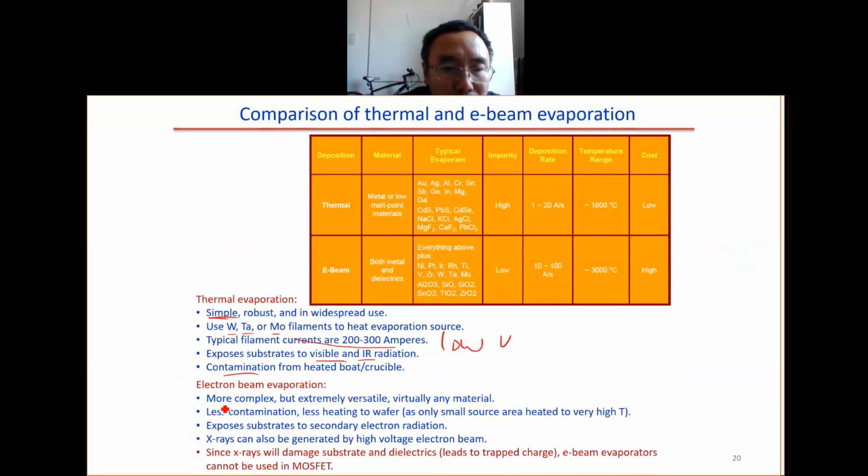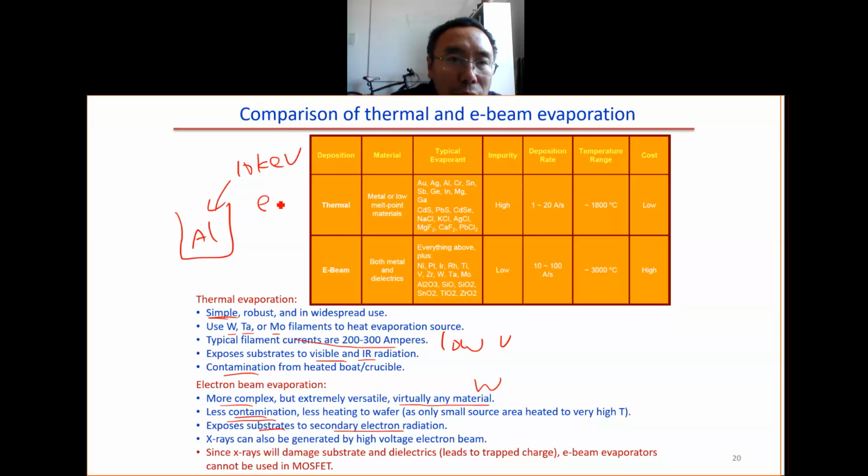For the electron beam evaporation, it's more complicated and more expensive. It can do virtually any material, including tungsten. We have less contamination because the crucible is not heated. The substrate is exposed to secondary electrons. So here we have gold, or maybe say aluminum. Here we have 10 kilo electron volt electrons.